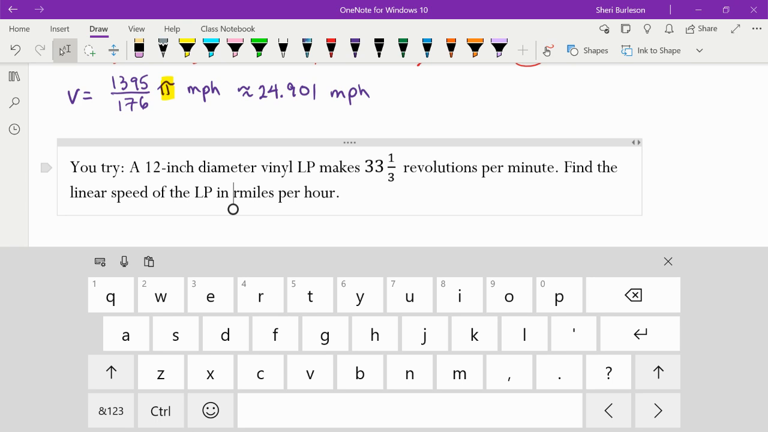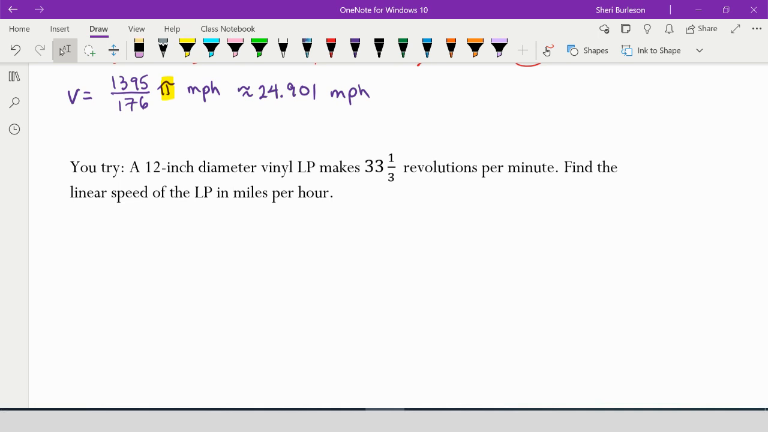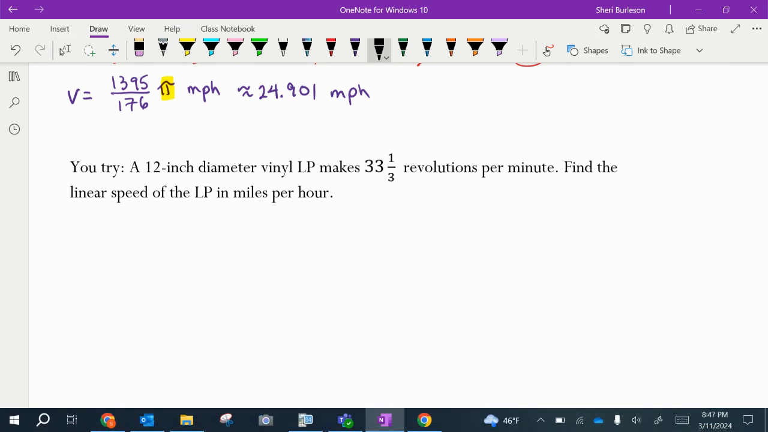there we go. Miles per hour. Find the linear speed of an object on the circumference, it should say. So this should say on the circumference. Okay.